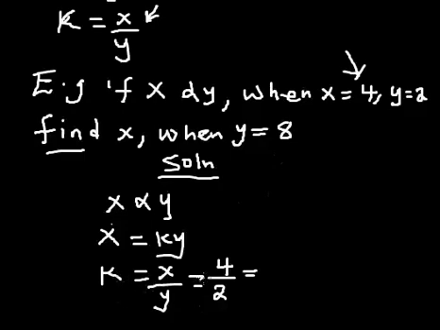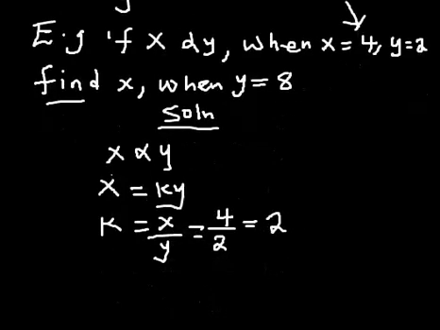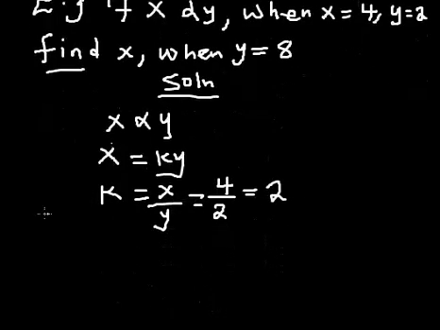So k is going to be equal to s all over y, which of course is 4 over 2, and that is 2. Having gotten the value of the constant, what am I going to do with it? I can now solve the question. What's the question? Find s when y is equal to 8.